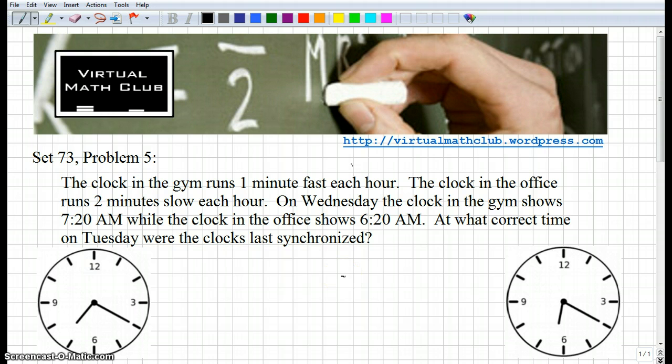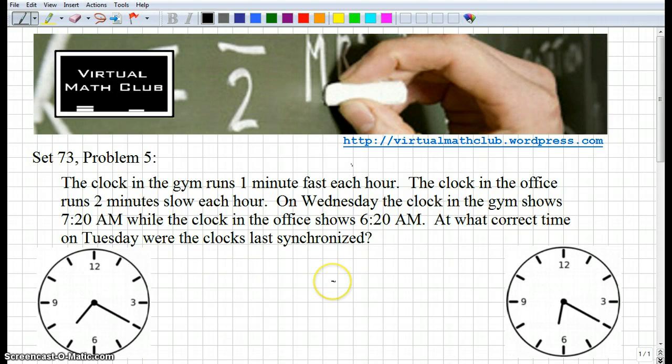And the clock in the office runs 2 minutes slow each hour. So rather than 60 minutes, now it's 58 minutes. It's only going 58 minutes for when the actual time elapsed is 60 minutes.